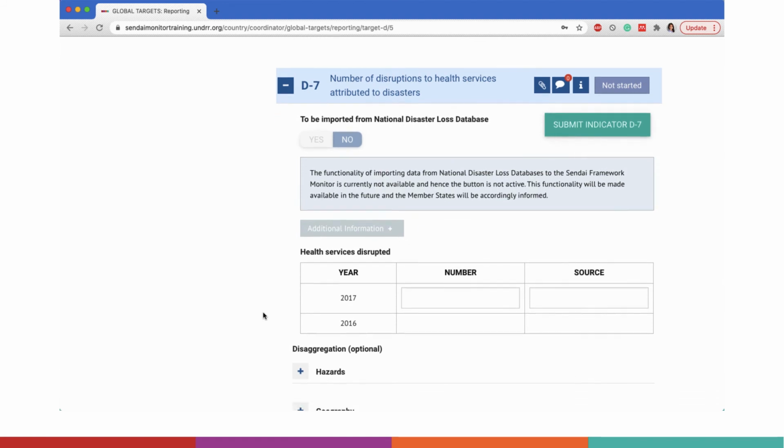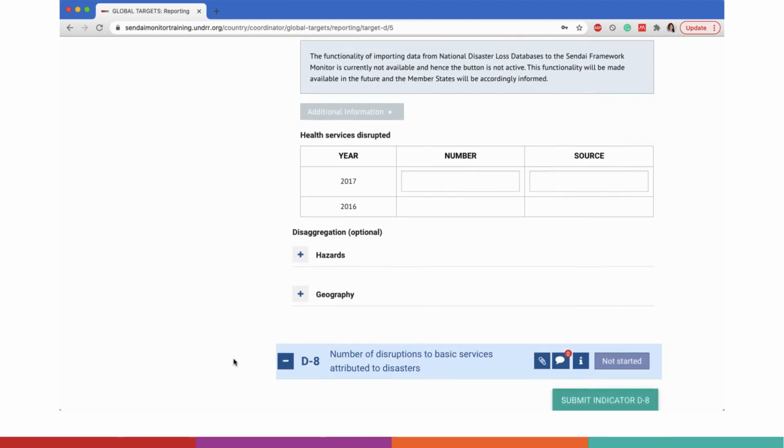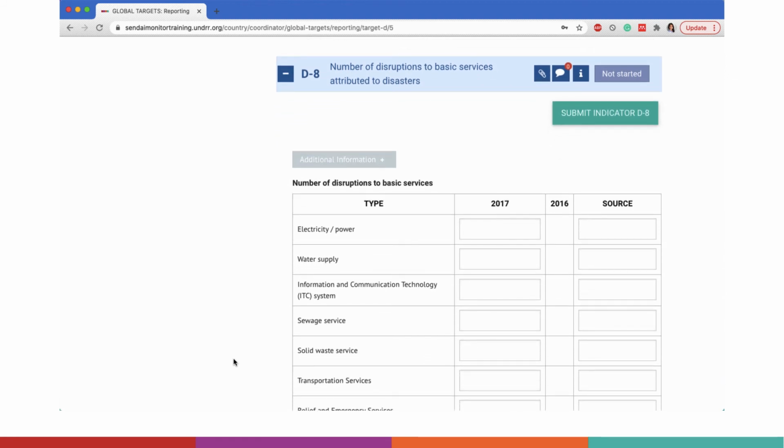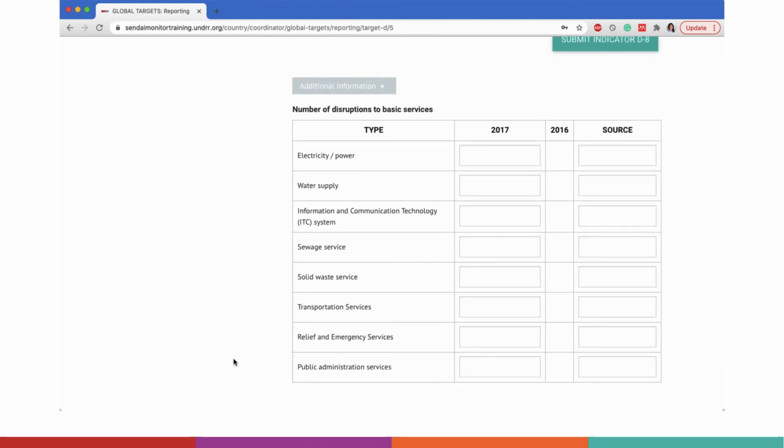Reporting for indicator D8, the number of disruptions to basic services, is similar to D6 and D7, with the exception of requiring the number of types of basic services interrupted. Basic services can include water, sewerage, transport, government, communication services, among others. If during a disaster, or as a consequence of a disaster, the provision of the services was partially or totally interrupted 1 or more times, level of quality of the services was degraded, or coverage of the service was reduced, then this would count as one disruption of service.